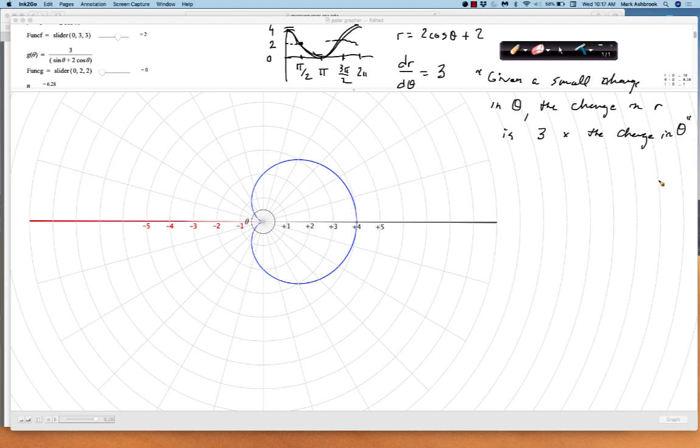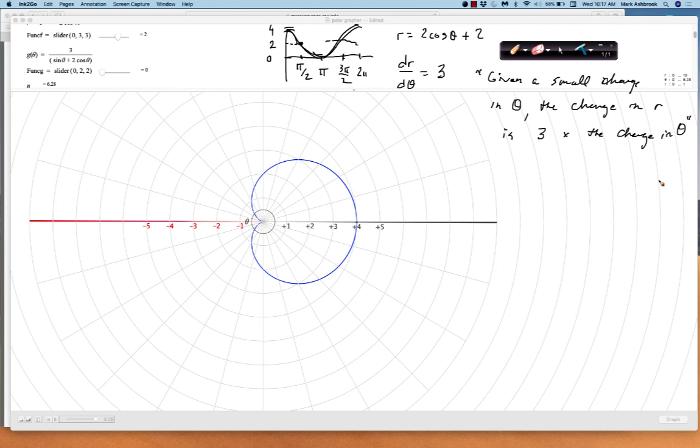Why does that have to be a small change in theta? Because as soon as you get away from whatever theta you're at, then dr d theta could be different. It could be a different rate of change. All right, so just in a real broad sense, where in this graph might dr d theta be 3?